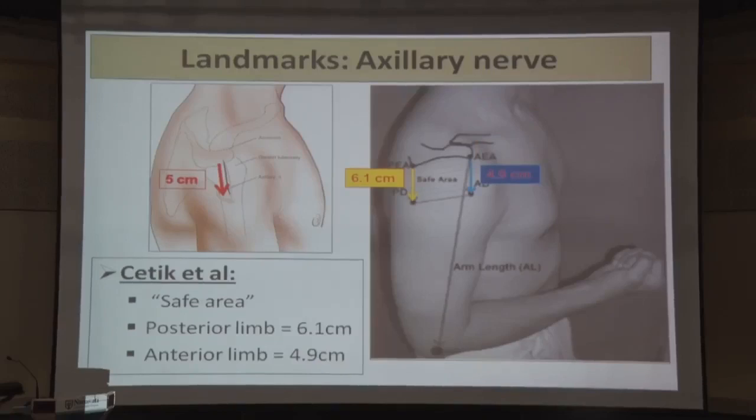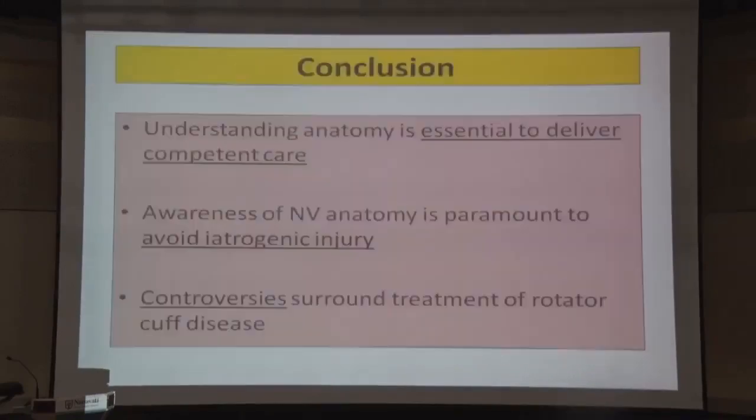This anterior and posterior limb depends on the arm length, and there is a ratio or index with which you can calculate the anterior and posterior limb to decide your safe area when you're doing mini open or open rotator cuff surgeries. So to conclude, we as surgeons need to deliver, so we need to understand anatomy to avoid any iatrogenic injury, and controversies around the treatment of rotator cuff disease is what you're going to face in the next few talks. Thank you.